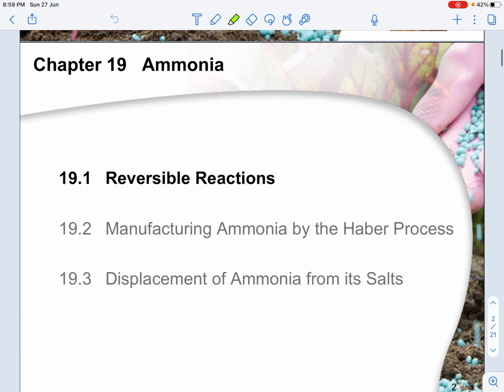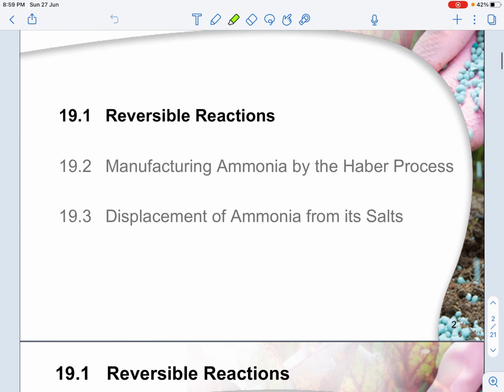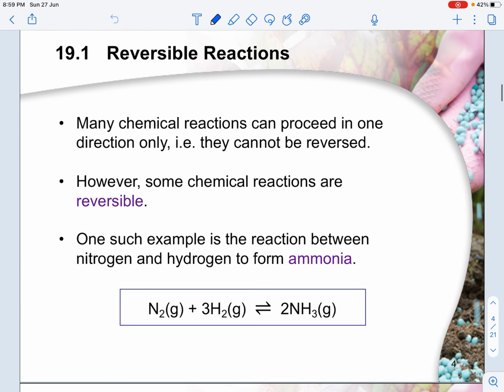Okay, so for ammonia, you will need to know what reversible reactions are, how to manufacture ammonia using the Haber process, and what the uses of ammonia are to develop into its salts. Many chemical reactions are usually one way. However, there are some reactions that are two way, given different conditions.